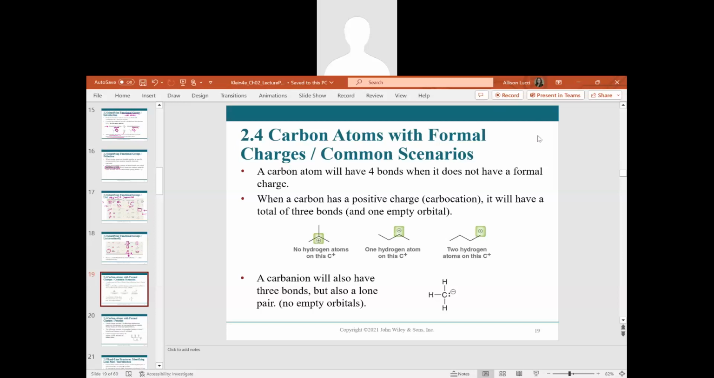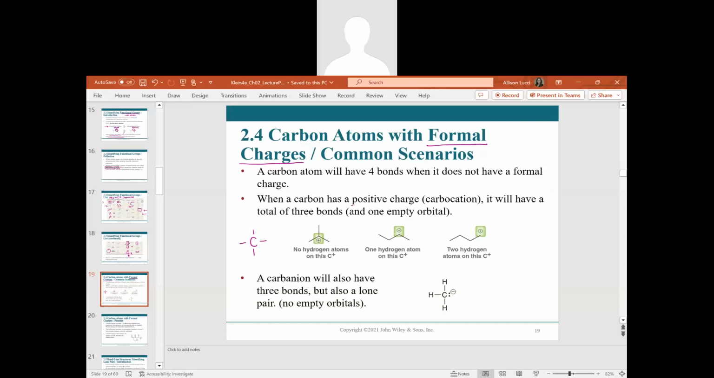Section 2.4 discusses when carbon atoms have formal charges. So this term, formal charge, refers to when carbon does not have four bonds. Remember, we discussed carbon is tetravalent, and that makes a nice, happy, neutral carbon when it has four bonds. So we see sometimes carbon will not have four bonds, but it will either be missing a bond or it will have a lone pair.